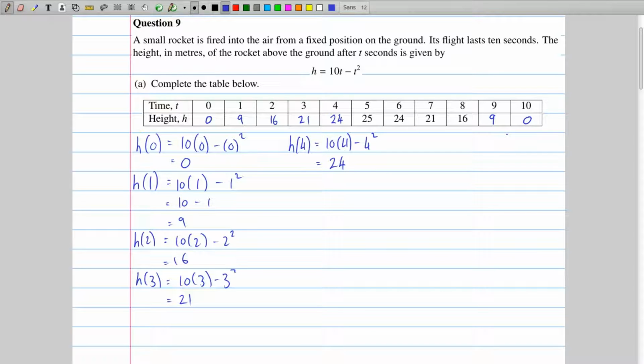And it doesn't hurt to try and verify these if you have time left over. So let's say that's 10 times 9 minus 9 squared, which does turn out to be 9. That's 90 minus 81. Then h of 10 is going to be 10 times 10 minus 10 squared. So that's going to turn out to be 0. And so the whole thing works out, and you can see it's absolutely symmetric about the middle, which is at 5 seconds.